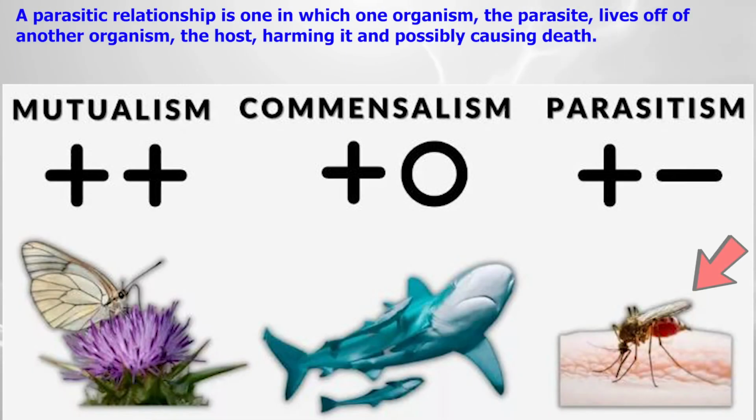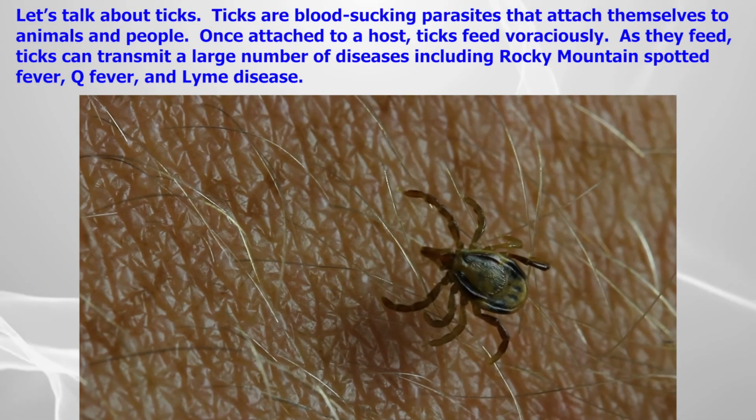Our next symbiotic relationship is parasitism. A parasitic relationship is one in which one organism, the parasite, lives off of another organism, the host, harming it and possibly causing death. Let's talk about ticks.